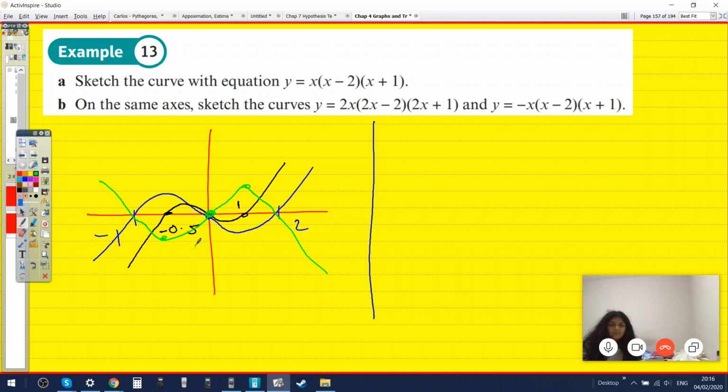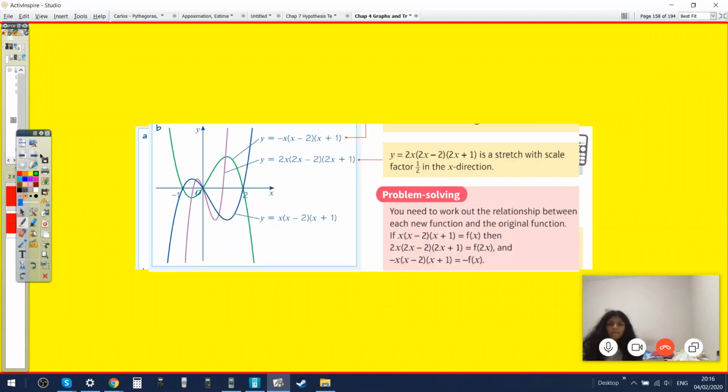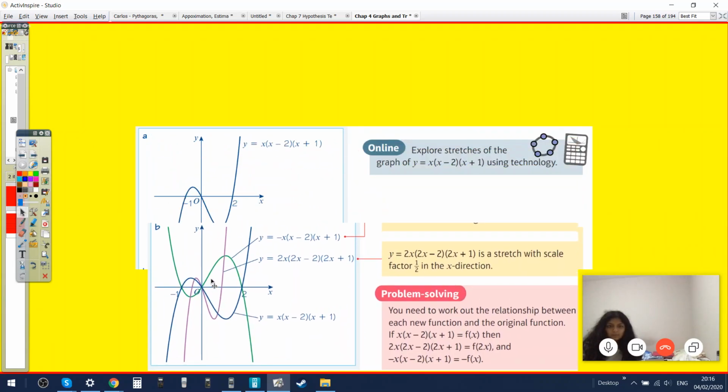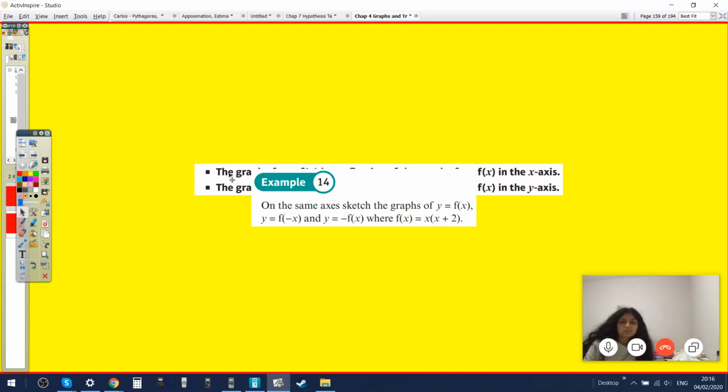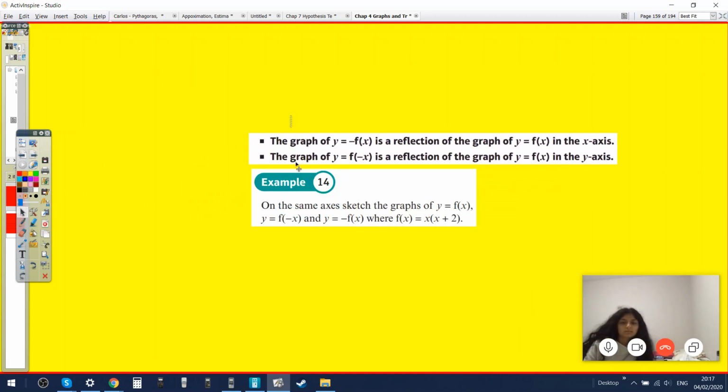Yes. So a stretch by -1 is a very special type of stretch. It's a reflection. And that's what we get. Yes. Any questions there? A stretch is effectively reflecting the curve. Yeah. Okay.